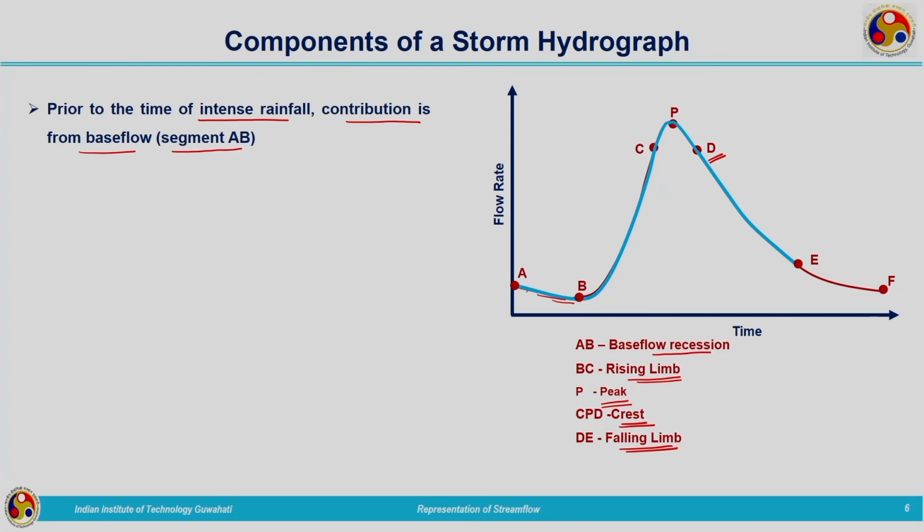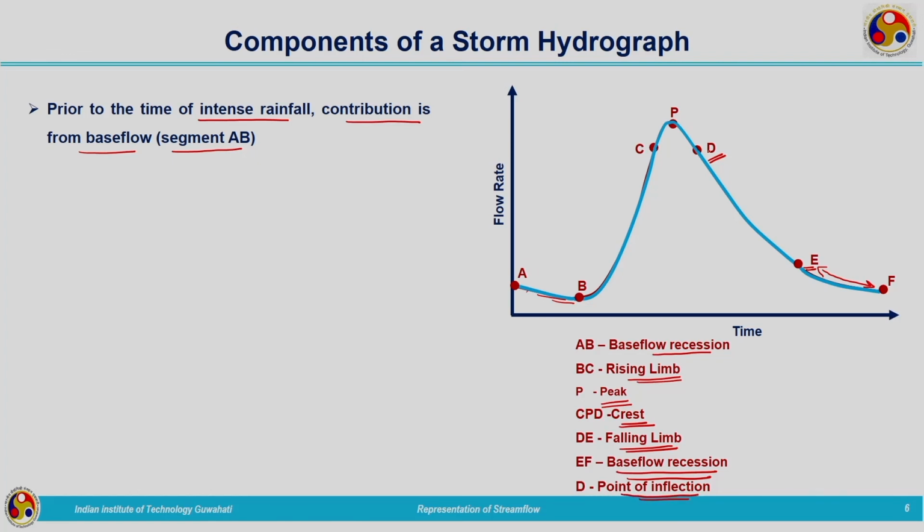Then from E to F, again it is representing base flow recession. When it reaches the point T, all the contribution from runoff is stopped, only the contribution related to this part is from base flow, that is termed as the base flow recession. And D is a point of inflection.